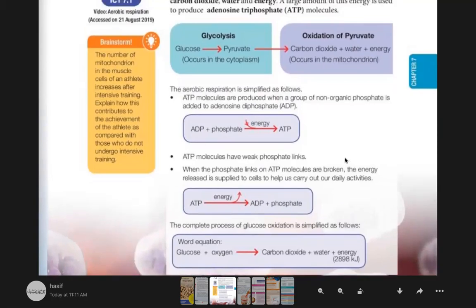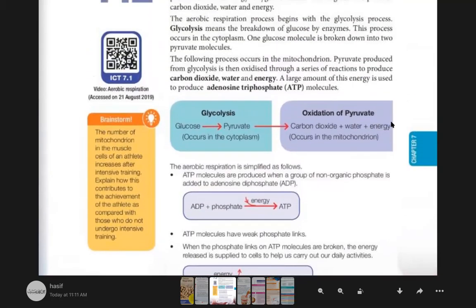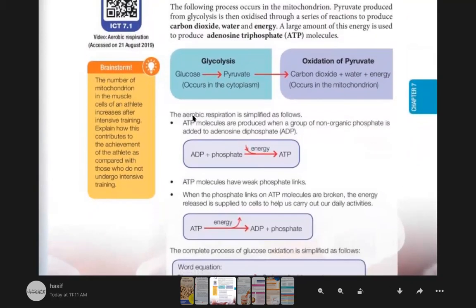Okay, so sekarang ni kita dah dapat tenaga, betul tak? Tapi kat sini dia cakap apa? A large amount of this energy, okay, will be used to produce ATP molecule. So actually it's not end here. Okay, ada lagi proses yang kita kena cerita kat sini. Okay, lepas tu dia cakap aerobic respiration is simplified as below. So ATP energy are produced when a group of non-organic phosphate is added to the adenosine diphosphate.